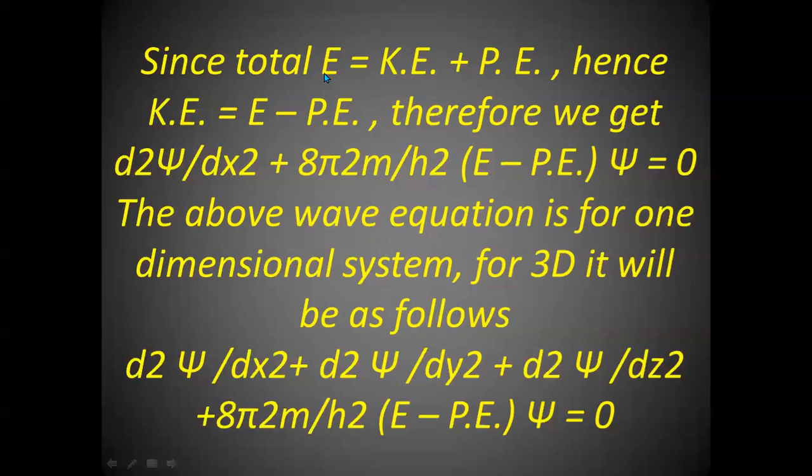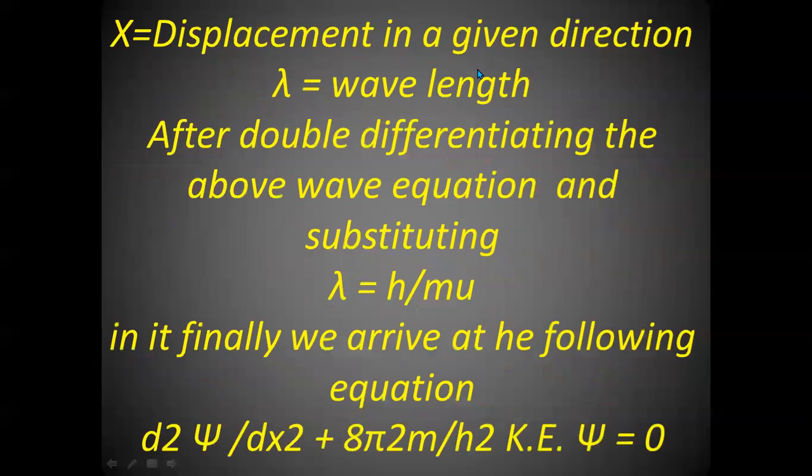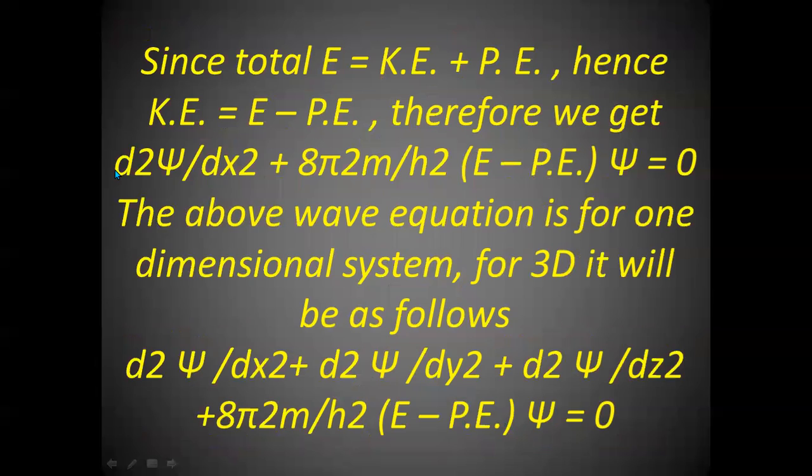This total energy is equal to the sum of these two, and kinetic energy is E minus PE, that is, potential energy. Therefore, on substituting this in the above equation in place of kinetic energy, we get d square by dx square psi plus 8 pi square m by h square into E minus PE, meaning total energy minus potential energy, into psi, which is equal to 0. So the above equation takes this form.